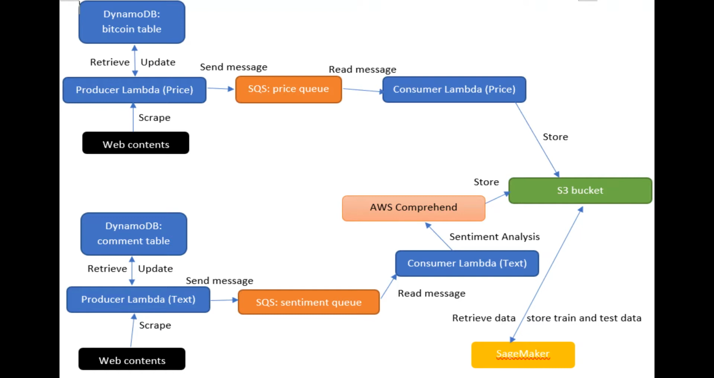Finally, a SageMaker notebook instance will retrieve info from that bucket and perform a linear time series analysis and an LDA model to predict Bitcoin price and cluster the community labels.